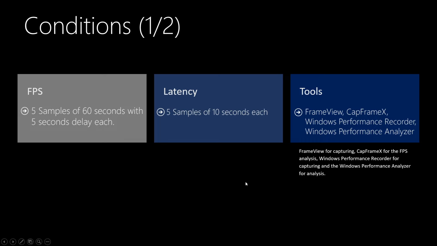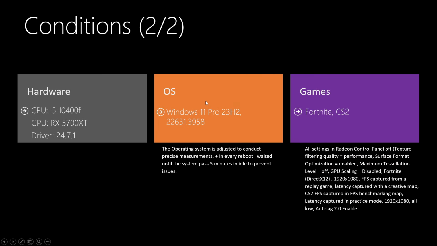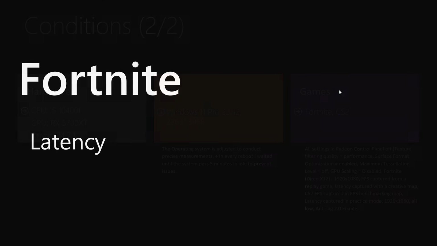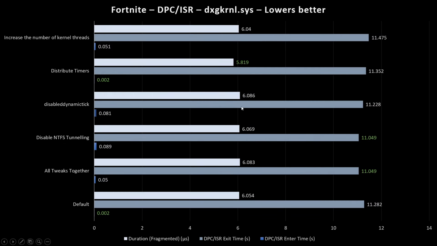And now we're ready to proceed to the performance analysis. The conditions are the same: the FPS part, the latency, the tools that I used, the hardware, the operating system, and the games. Starting with Fortnite latency, we have the direct kernel. We can't say that we have any huge improvement. I marked with the green color the best values, the lowest execution times for specific situations. I tested everything individually, and I tested all tweaks together, and obviously I tested without those tweaks.